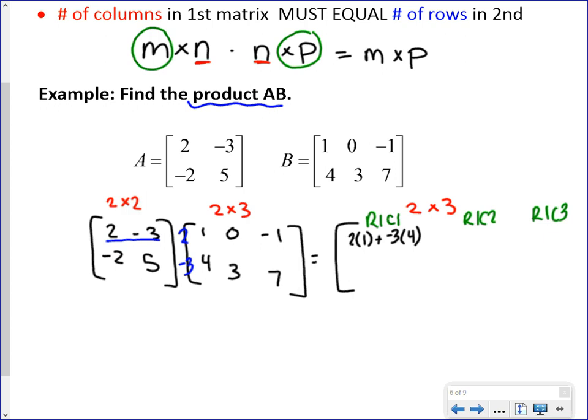Okay. So then, in the second column, it's going to be 2 times 0 plus -3 times 3. And that was the first row and the second column, so that's our first row, second column entry of our answer matrix. We still have one more entry to get in that first row, third column. So now we gotta do 2 times -1 and -3 times 7.